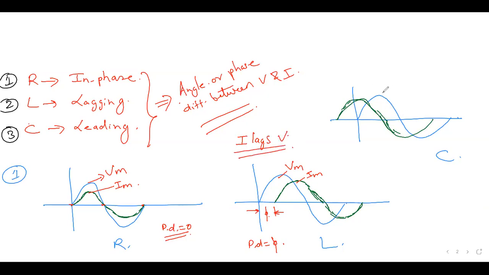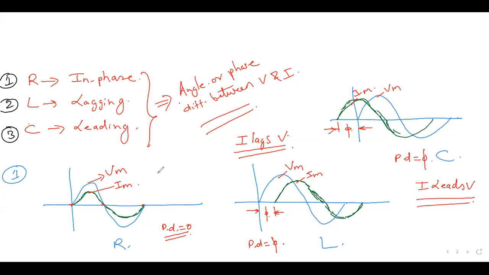Whereas if this is my Vm and this is my Im, again there is a phase difference between this voltage and current. Let us again take this as phi. So here again the phase difference is phi, but we can say here that current leads voltage by an angle phi.